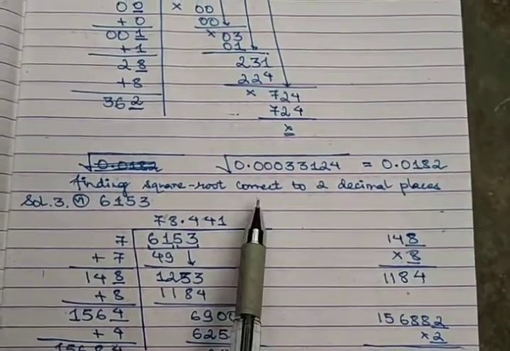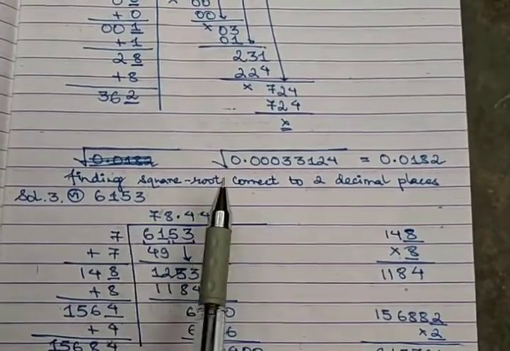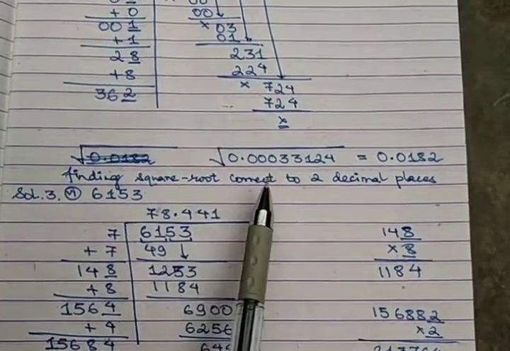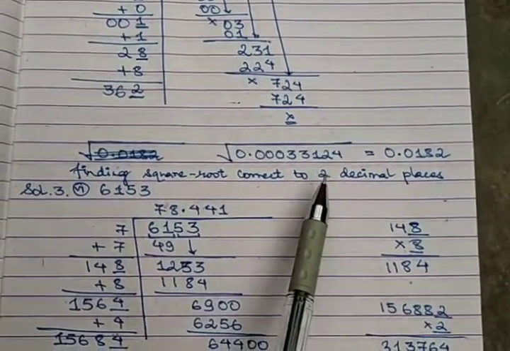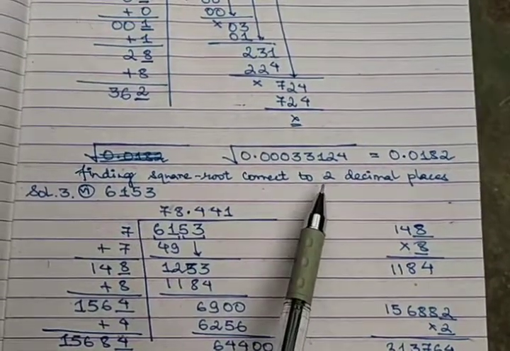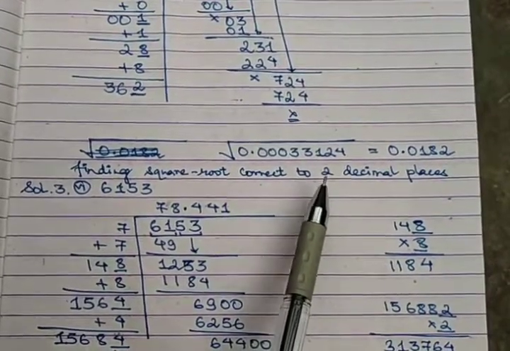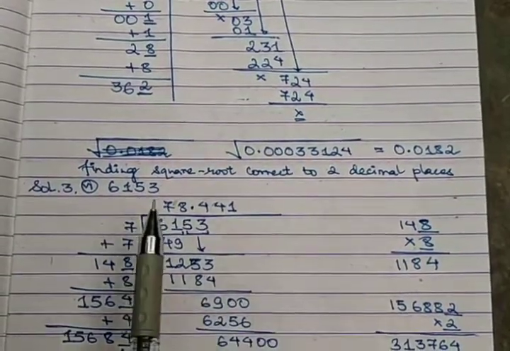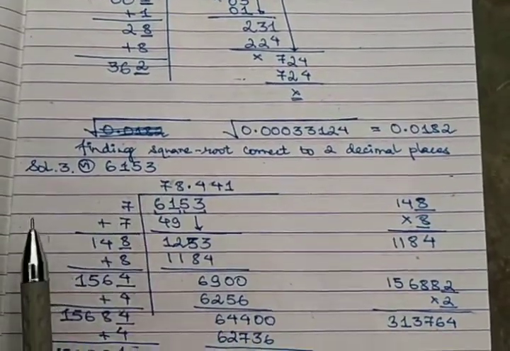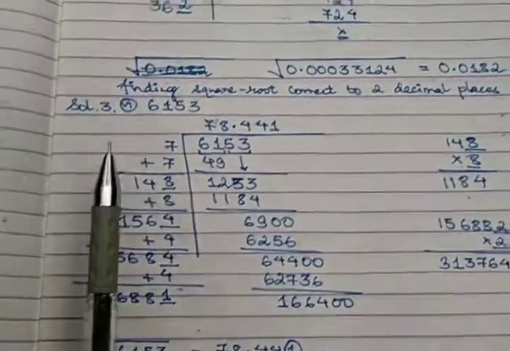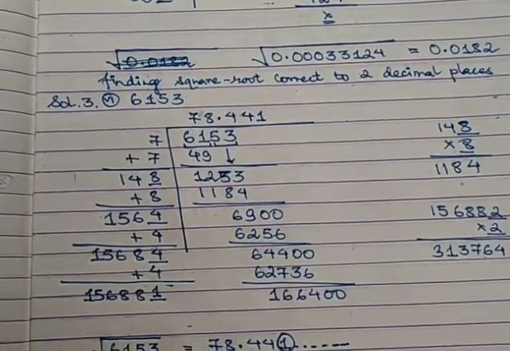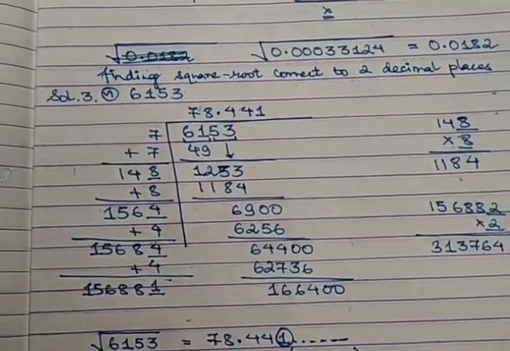But this question is about correct to. We need to find the square root of the given numbers correct to 2 decimal places. This one is very important. Correct to 2 decimal places means we need to find our answer exactly up to 2 decimal places. For that we need to see the third decimal as well, because if the third digit is 5 or more than 5, we need to round off the digit. If it is less than 5, we need to keep it as it is.